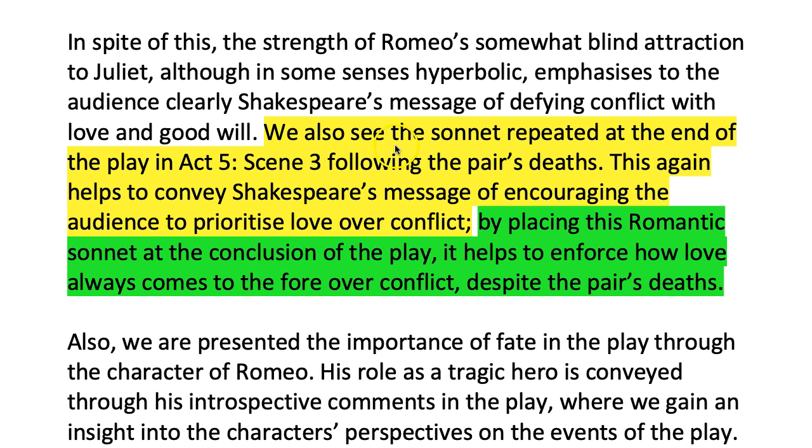Let's now look at the second reference to the sonnet. So we've read this before. We also see the sonnet repeated at the end of the play. And by placing this romantic sonnet at the conclusion of the play, it helps to enforce how love always comes to the fore over conflict despite the pair's deaths. So he's starting to suggest that love will triumph no matter what, and this would help Thomas pursue an interpretation where he says Shakespeare rejects the contemporary audience's view that arranged marriage is the sign of a really proper parent.